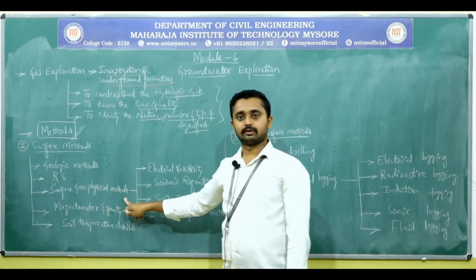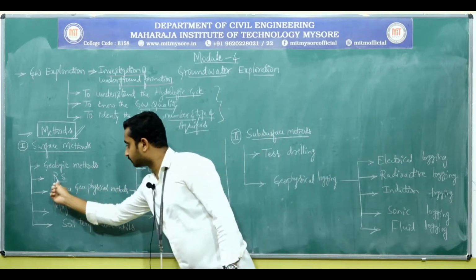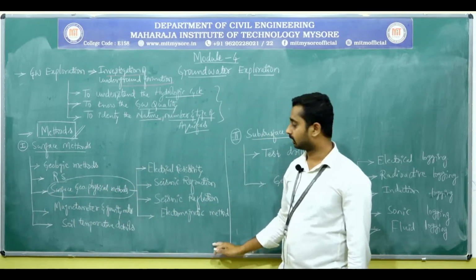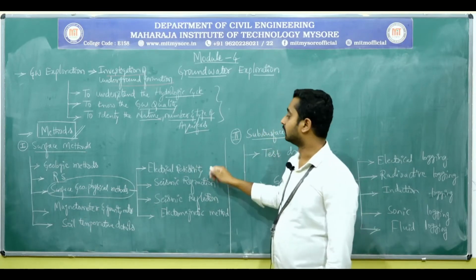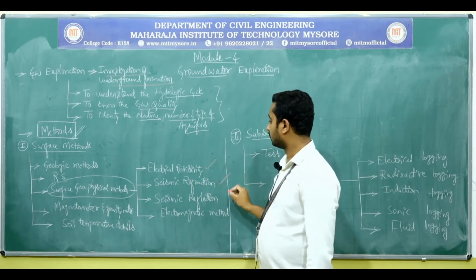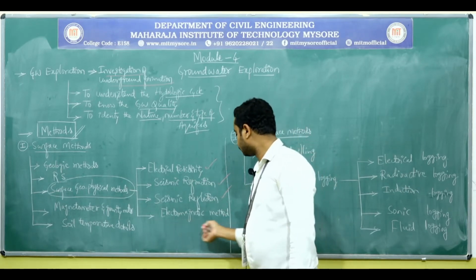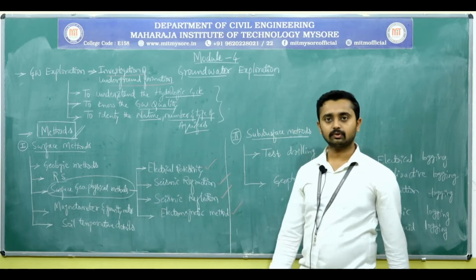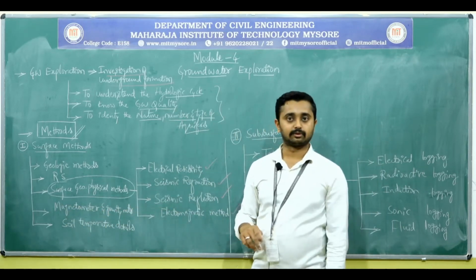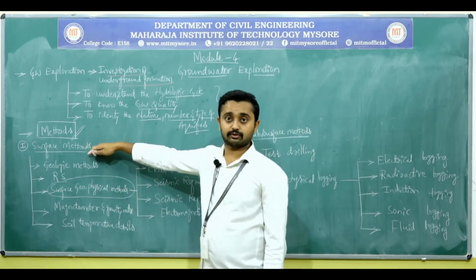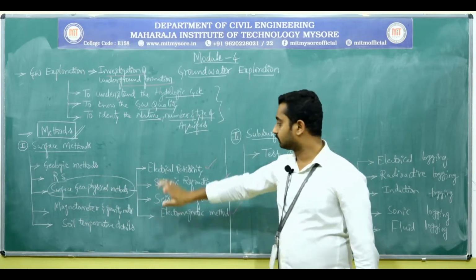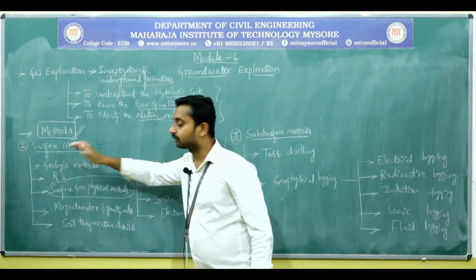Surface geophysical method. In surface methods, this is important. Surface geophysical method has 4 subclassifications: electrical resistivity method, seismic refraction method, seismic reflection method and electromagnetic methods. The next one is the magnetometer and gravimeter method, and the next one is soil temperature details. These are the classifications under surface method.